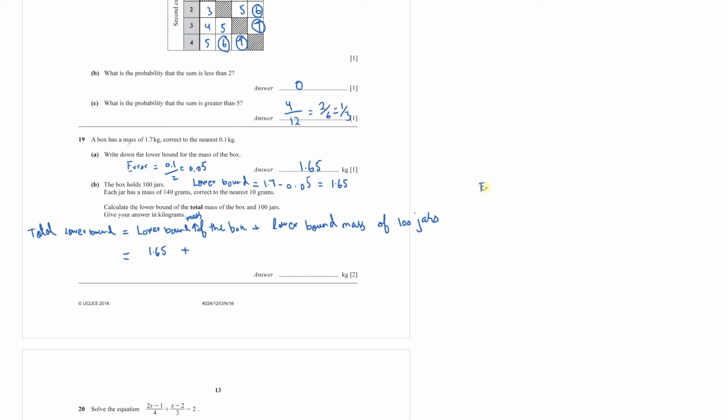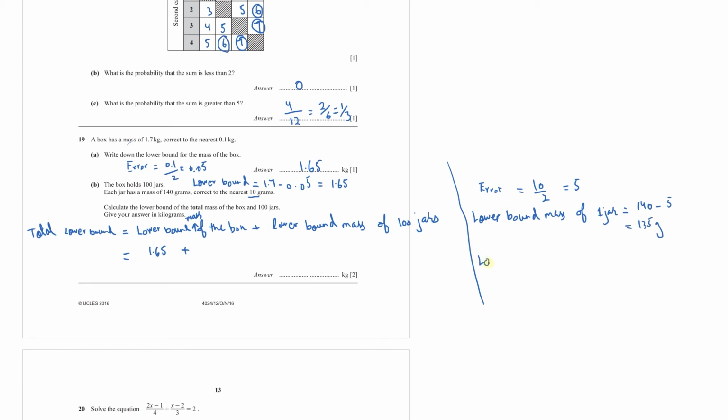So first let's find the error. Error is the degree of accuracy, which is 10 grams divided by 2. So 10 divided by 2 is 5. So this is separate here from this. This is lower bound mass of one jar equals 140 minus the error, which is 5. So this gives you 135 grams.